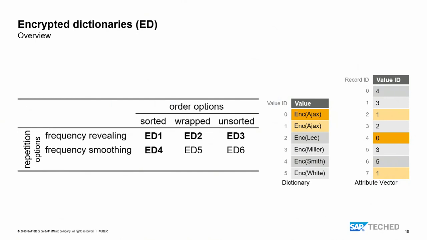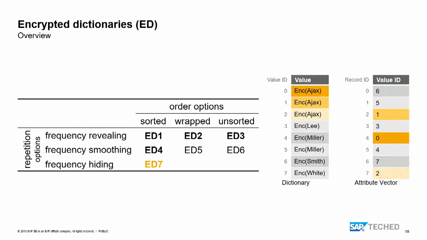I won't go into detail about the wrapped and unsorted versions here, ED5 and 6, because it's obvious what's happened, right? We wrap the dictionary or we randomize the dictionary. To the third repetition option, and we call this frequency hiding.